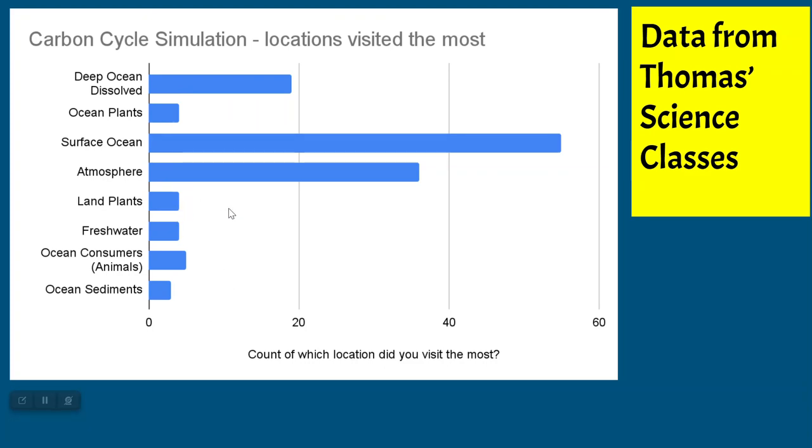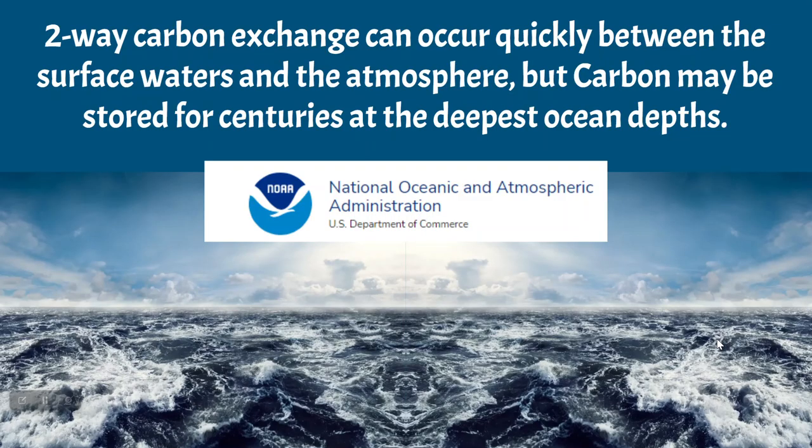And so it might even out a little bit, but you can still see we have a big, big ocean surface on our planet, and so it makes sense that between the surface of the ocean and the atmosphere, we might have super big exchanges. All right. So there is a two-way carbon exchange that can occur quickly between those surface waters and the atmosphere, right? It's a big surface area for the ocean and the atmosphere where they touch.